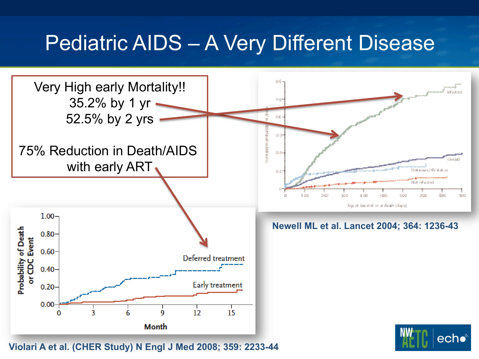I want to try to burn into your memory a couple of very different looking curves here from 2 of the main studies that have given us the evidence base for pediatric HIV, and they paint a completely different picture. So this is why I started saying that pediatric AIDS is a very different disease. So let's start here with this study, Newell et al. from the Lancet in 2004.